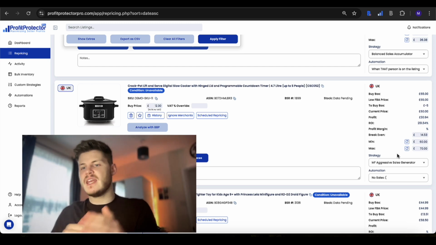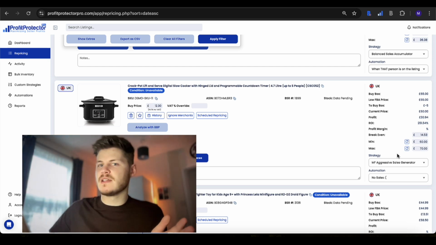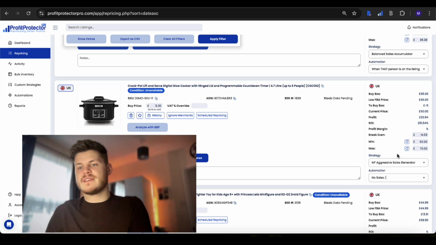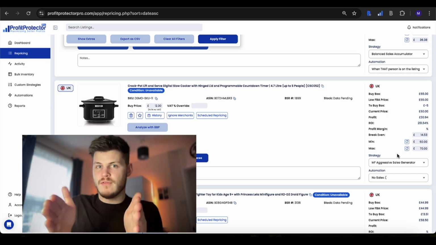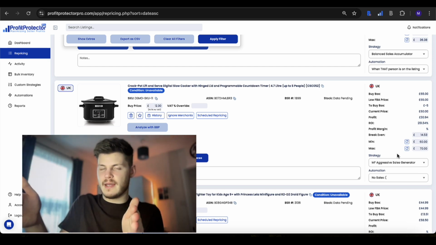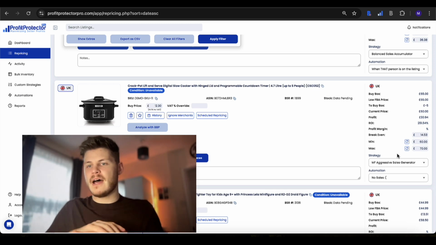So I would say anywhere up to about 10, 15, 20 pounds above, 10, 15, $20 above, 10, 15, 20 euros above, whatever currency you're working with. I would say that's a good rule of thumb. If you're not sure, I would start at the minimum first and then potentially move it up, okay? I'd have it just a bit above the buy box to see what happens.